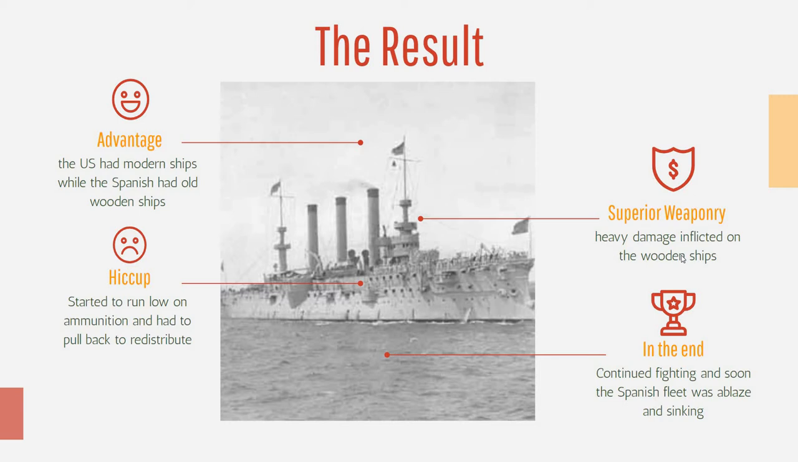Well, the United States had an advantage. They had modern ships, while the Spanish had old wooden ships. So the United States was on the cutting edge of shipbuilding technology at this time, and they crushed the Spanish. Their weapons were superior, everything was superior except really these supply lines. So they started running low on ammunition, and they had to pull their punches. They had to pull back, redistribute, and re-engage at that point.